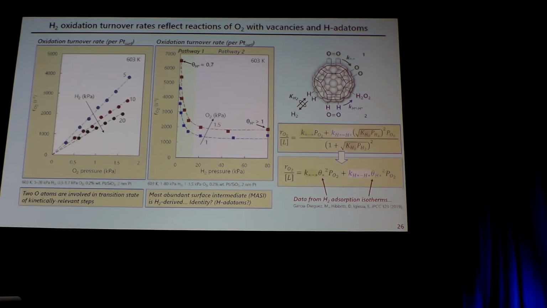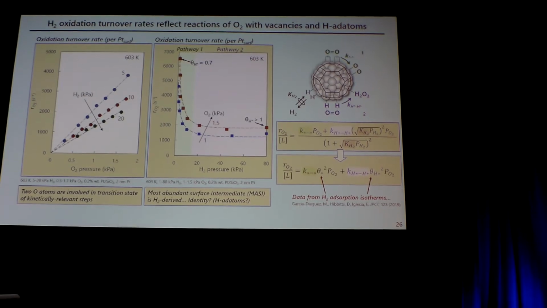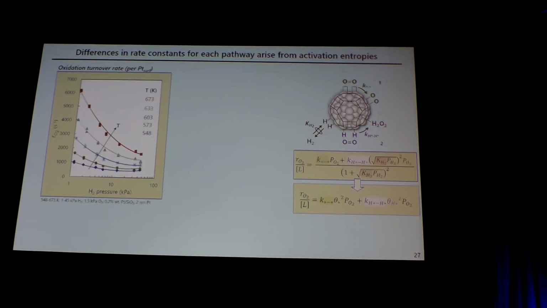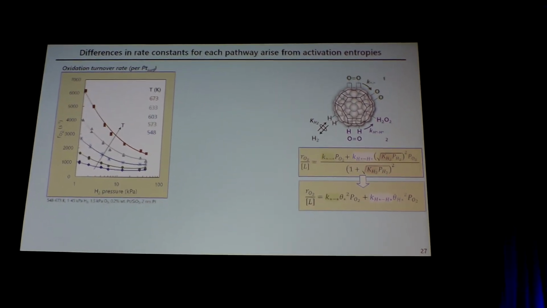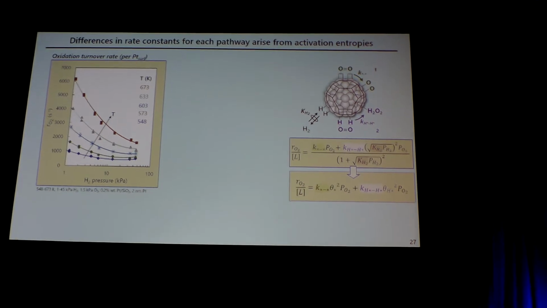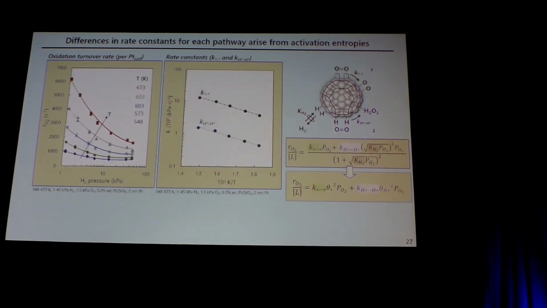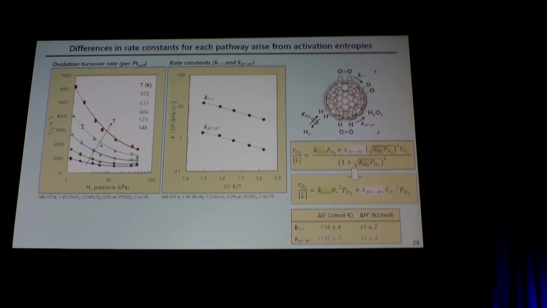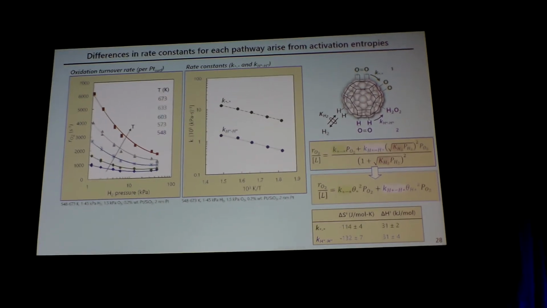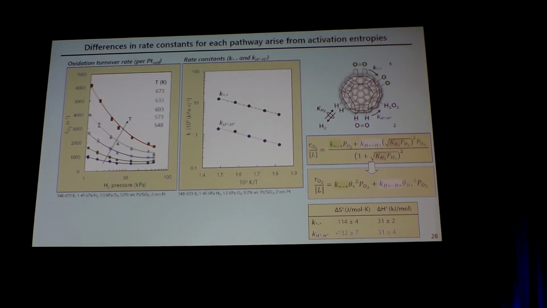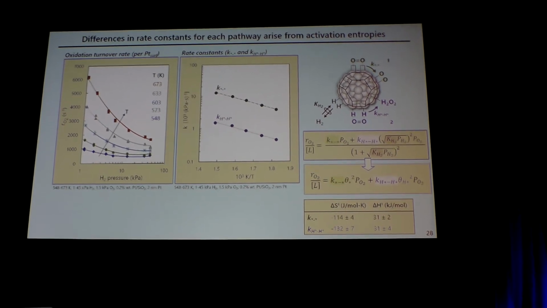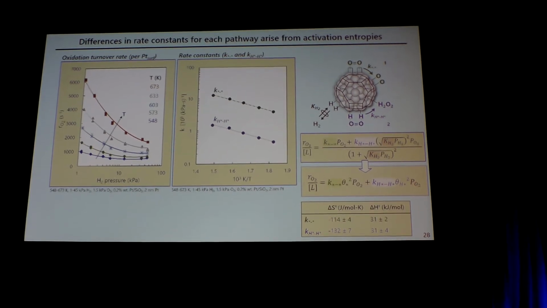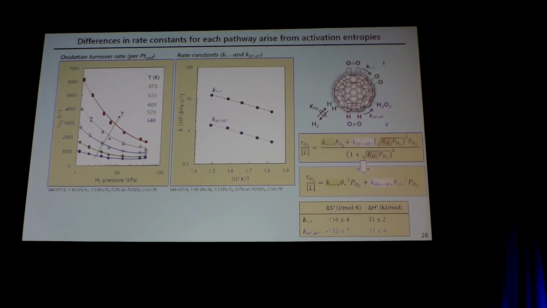Now, we want to evaluate the plausibility of these steps, and so we would like to measure activation enthalpies and entropies for these steps. So we can measure these reaction rates at various temperatures and regress the data to this functional form of the rate equation in order to extract the 2 rate constants. And when we do so, we're able to obtain the activation entropies and enthalpies. These activation enthalpies for each pathway are somewhat similar, but the activation entropies differ by about 20 kilojoules per mole.